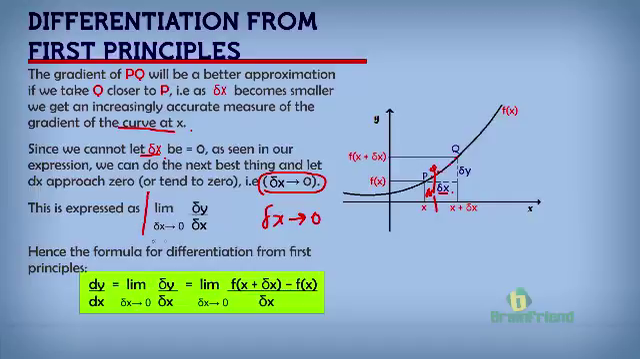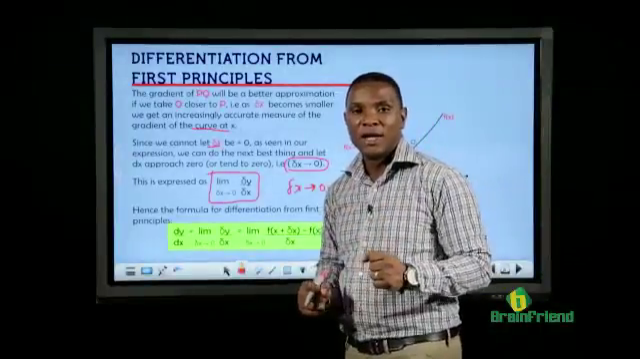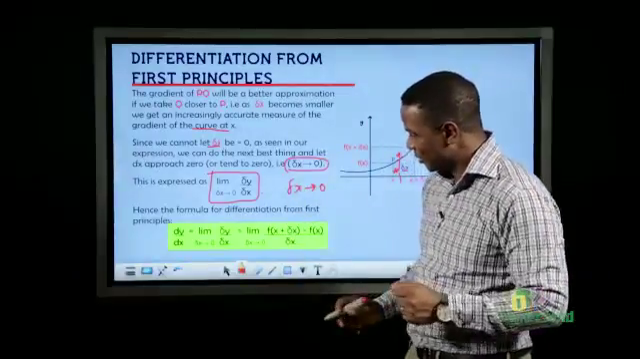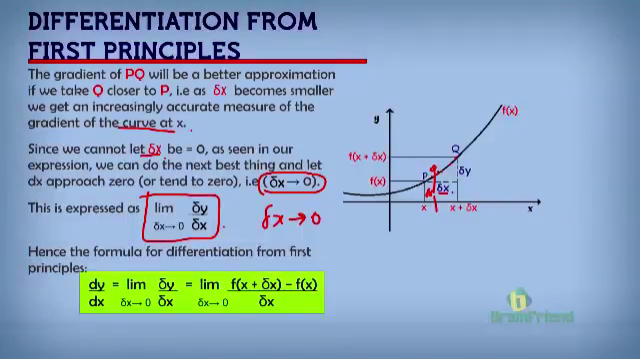It is expressed mathematically as this. We say delta y all over delta x, that is our slope, with the limit of delta x tending to 0. Hence, the formula for differentiation from first principle is this. We say dy dx is equal to the differentiation of y with respect to x.